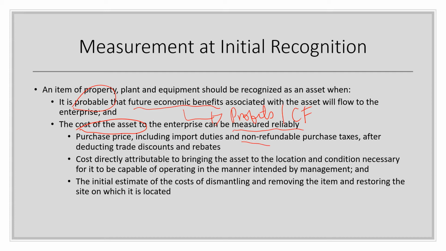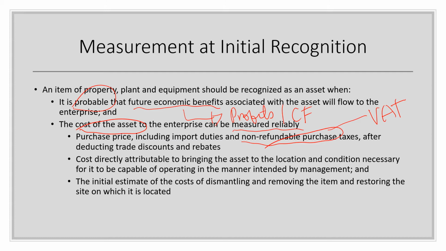But the refundable purchase taxes, a good example is VAT. Remember in your taxation, you have two types of VAT: input VAT and output VAT. Input VAT is VAT on purchases. Output VAT is VAT on sales. This input VAT will be offset by the output VAT, so it is a refundable type of tax. Since it is to be offset by another tax, it should not be part of the cost of your property, plant, and equipment.